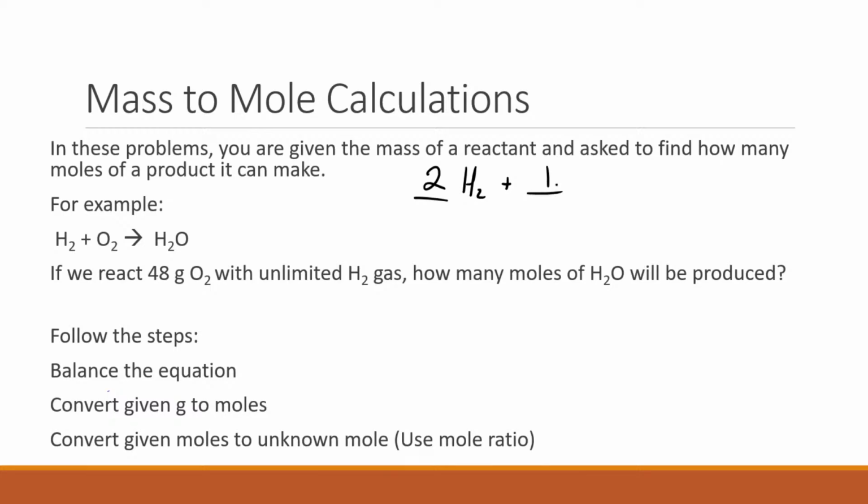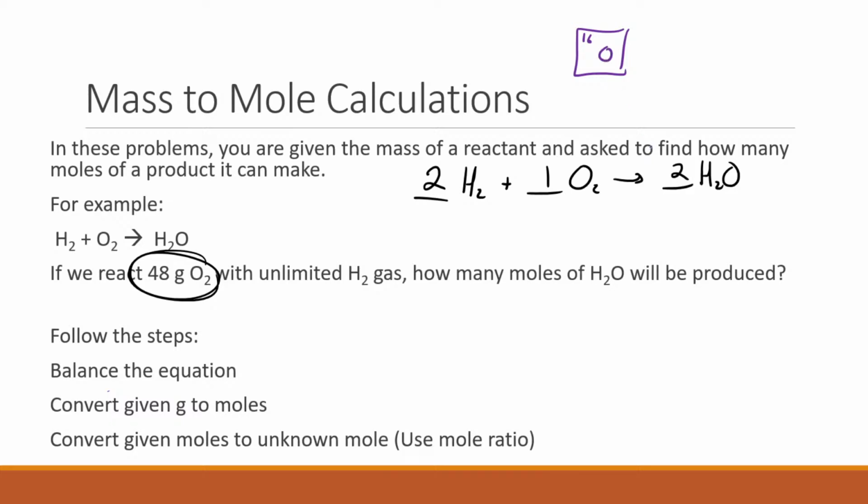2 H2s and 1 O2 makes 2 H2Os. They're giving me 48 grams of oxygen to work with, but I can't put 48 down here. That is incorrect. I must put a number of moles down here. This 2, 1, and 2, those are all moles. So whatever numbers I put down here for X, Y, and Z, those must also be moles. So I need to take my 48 grams of oxygen and turn it into moles of oxygen.